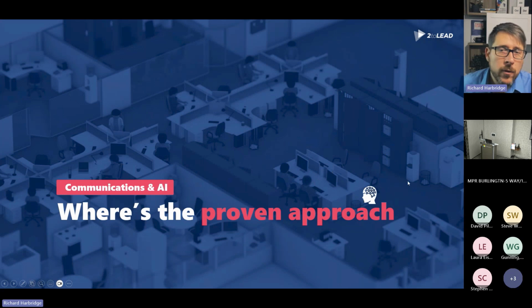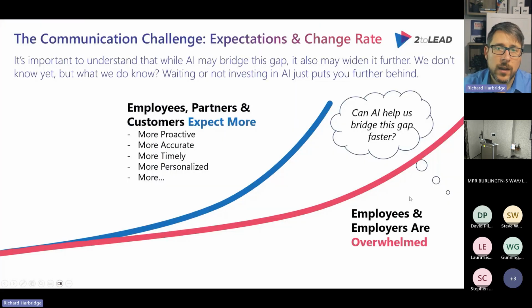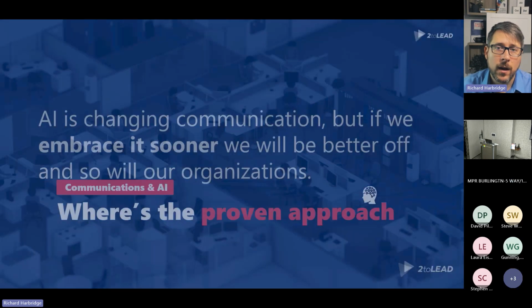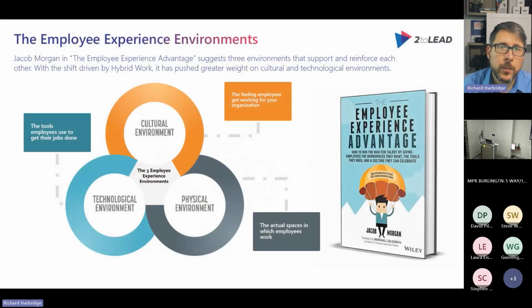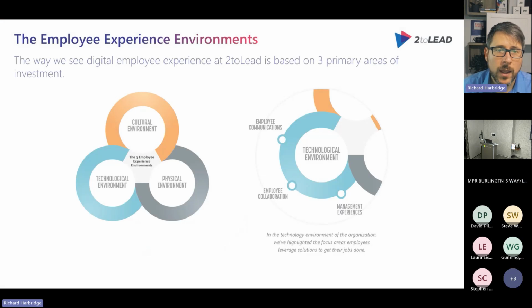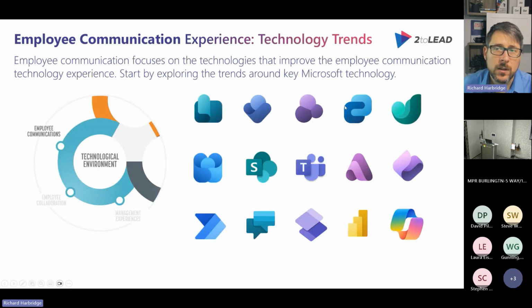So then what's the proven approach? How do we do this? How do we start to bridge this expectation divide and use AI to do that? I've got a bunch of examples today for you, and I'm going to use, again, a really simple structure where I talk about the technological environment of your employee experience, and I'm mainly going to focus on employee communications.